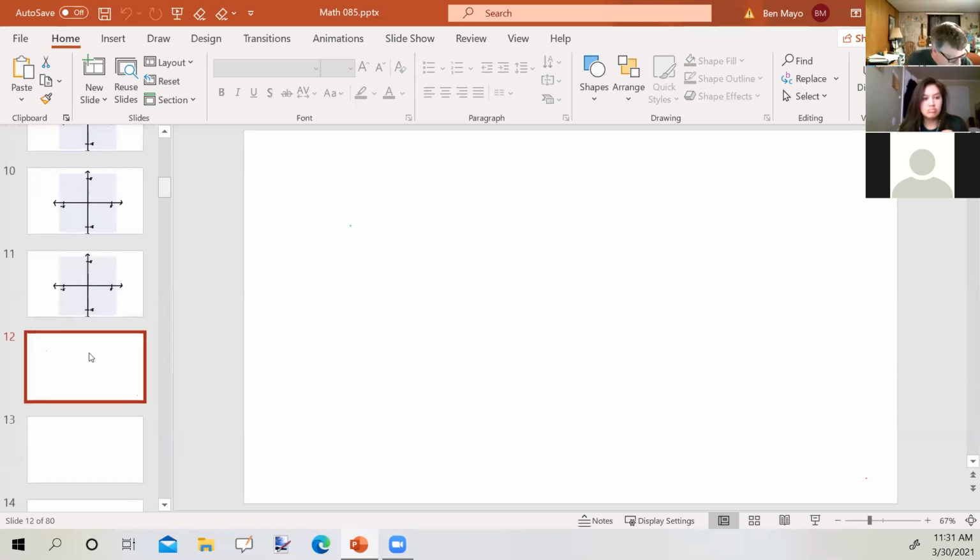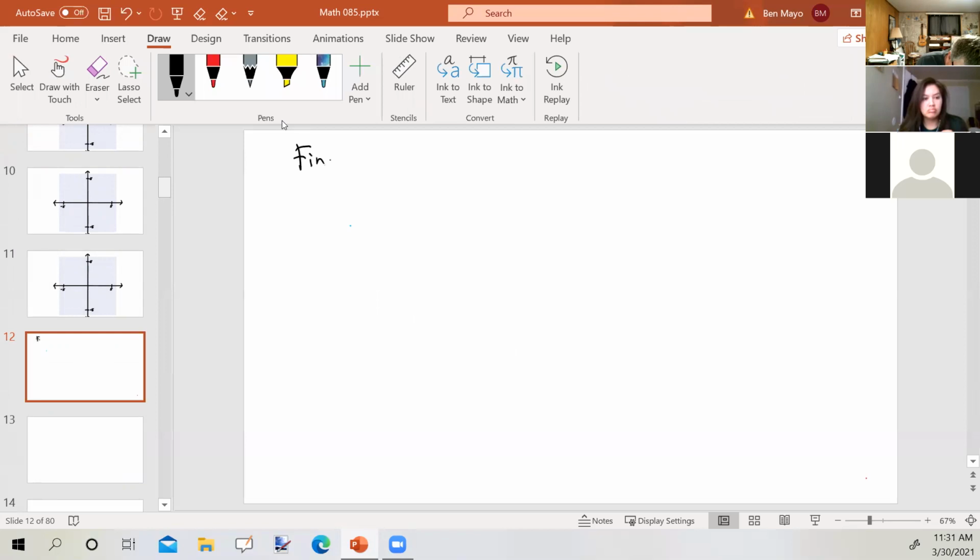So here we go. This says, find the GCF of each list of numbers. And you can see my handwriting is atrocious. All right, GCF, greatest common factor.